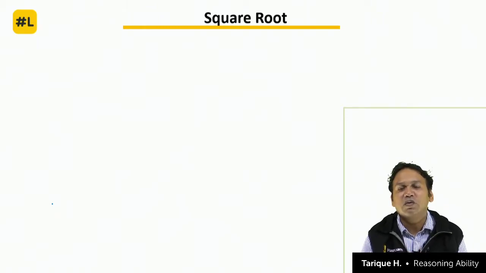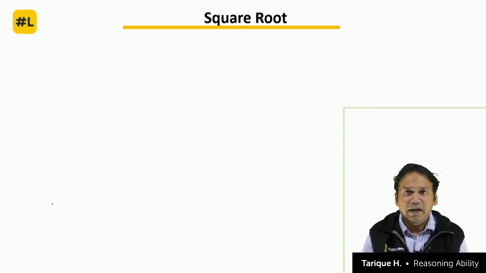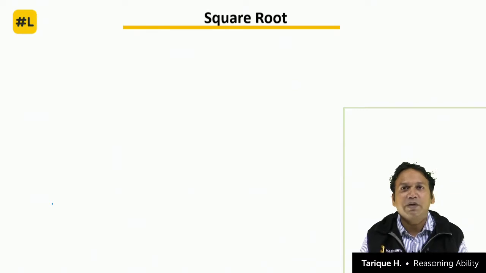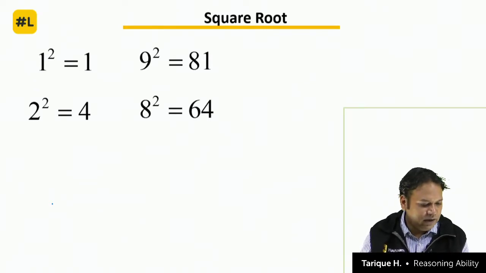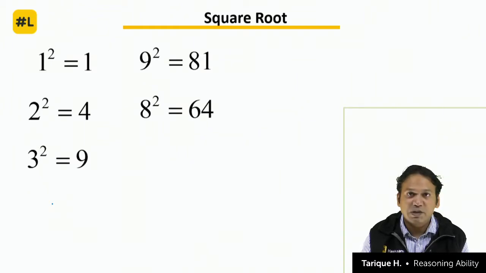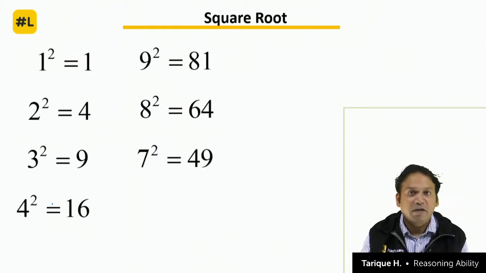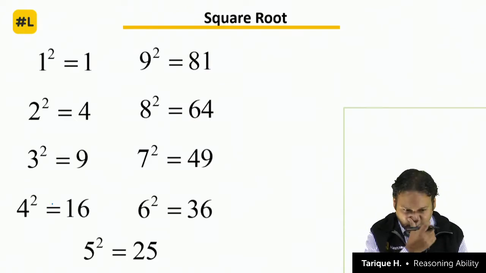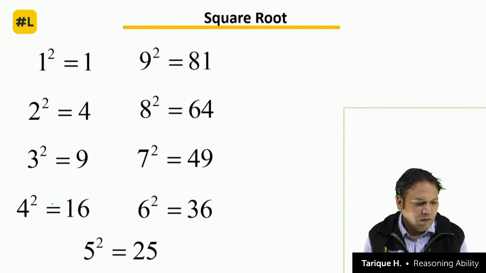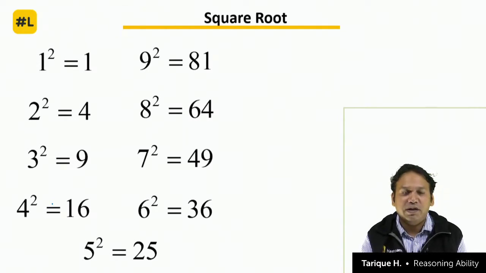First of all, what we need to know to find the square root of any number, up to even 5 digit numbers, is the squares from 1 to 9. 1 square is 1 and 9 square is 81, 2 square is 4 and 8 square is 64. There is a reason why I am pairing them up, you will see that later in this video itself. 3 square is 9, 7 square is 49, 4 square is 16 and 6 square is 36, and 5 square is 25.